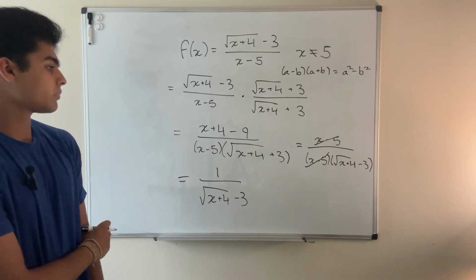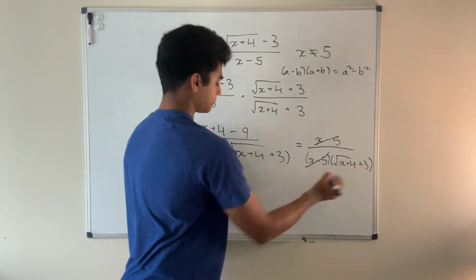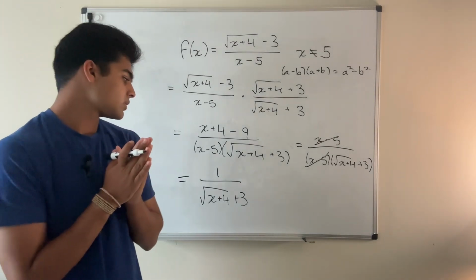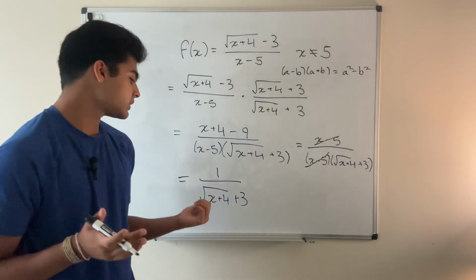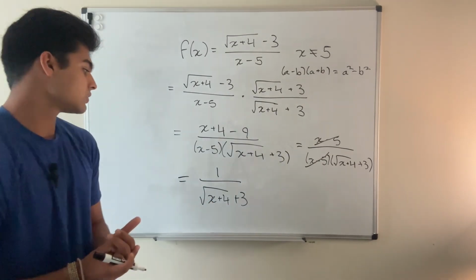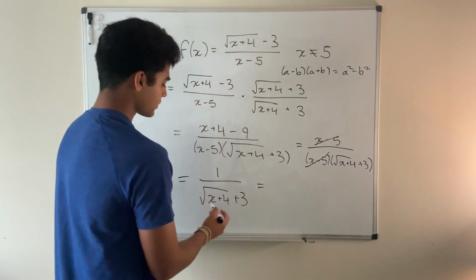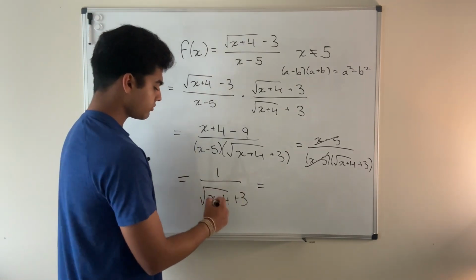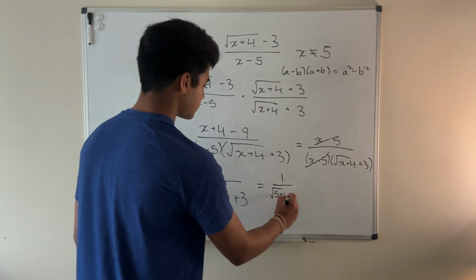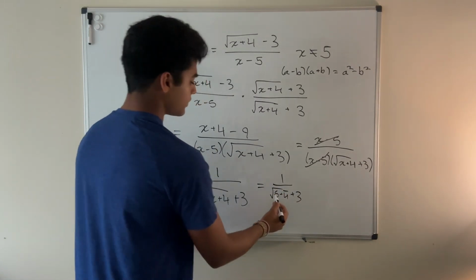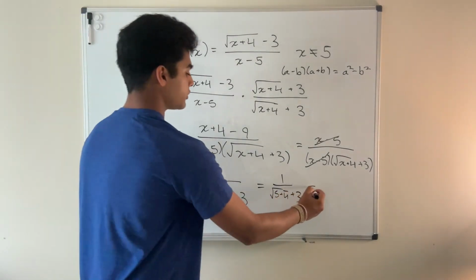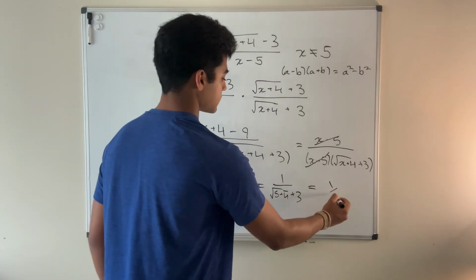Oh, this is going to be plus. My bad, sorry about that. So yeah, now we can see that this function is actually going to be defined when x equals 5. So we can try plugging it in. 1 over root 5 plus 4 plus 3. 5 plus 4 is 9, root 9 is 3, so 1 over 3 plus 3, which is going to be 1 over 6.